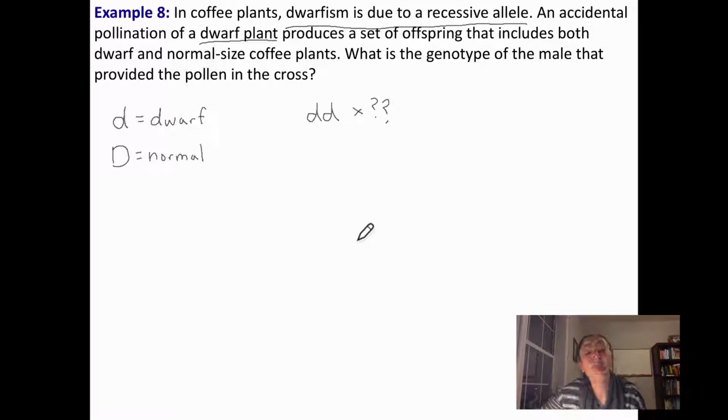So here we could go about and just set up our Punnett square like we did before. What type of gamete could this parent give? Well, they could only give a little d to their offspring. This parent we don't know, so they could give a question mark or a question mark.